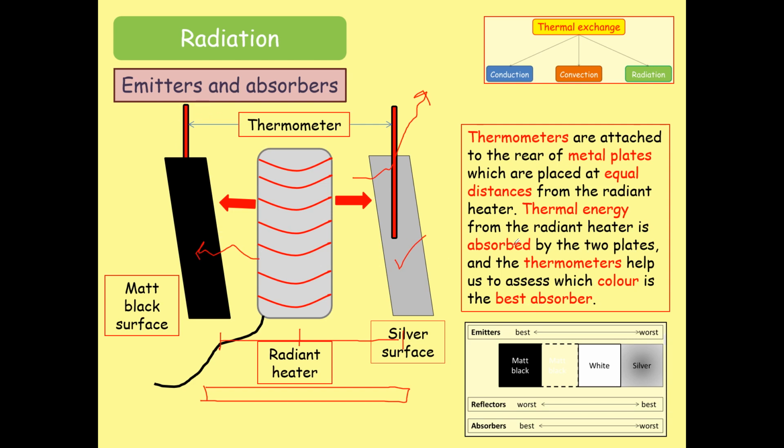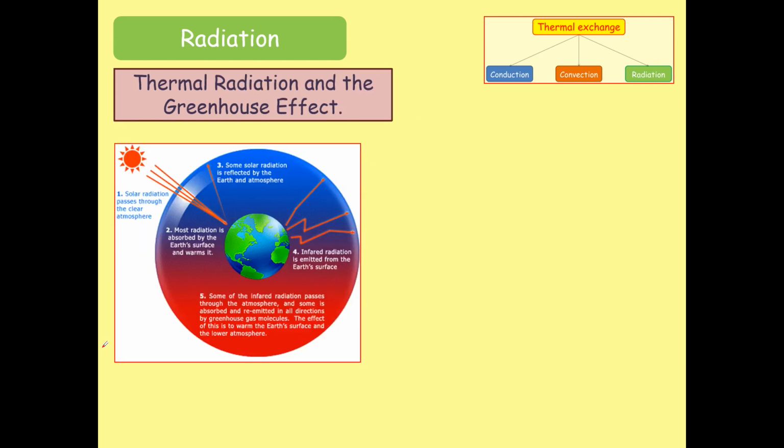So this is one experiment we can also use to identify which surface is a good absorber or not, right? So our last topic of this block is thermal radiation of Earth. We're going to look into how solar energy is coming and what it does for us on Earth, right?